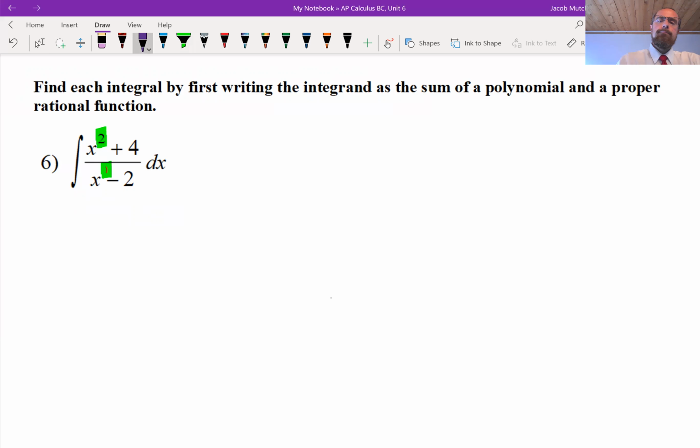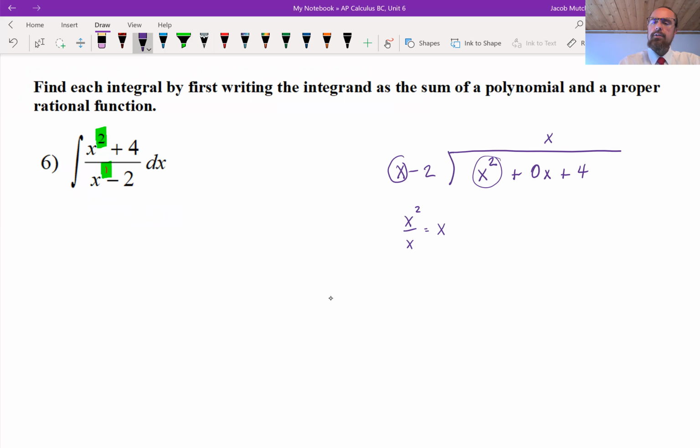We'll set it up. The numerator goes inside as the dividend. I'm missing a linear term, so I'm going to put the placeholder plus 0x plus 4, and then x minus 2 outside as the divisor. Now I'll divide x squared divided by x is x to the first, so I'll place that over x to the first term in my quotient.